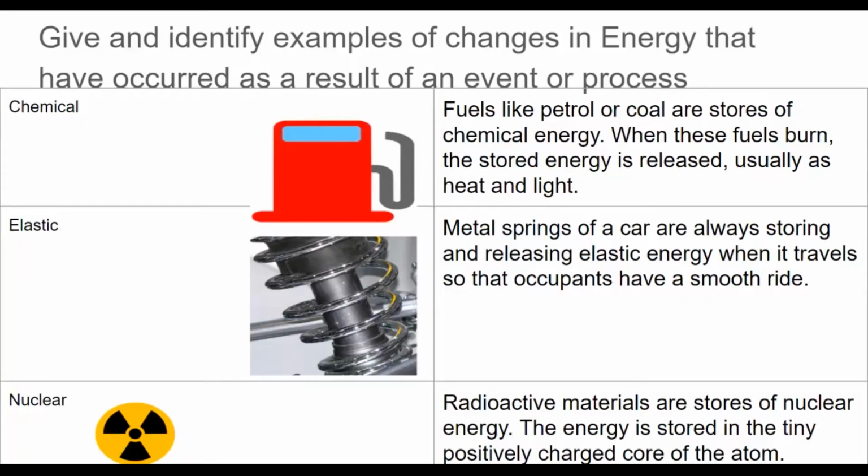Give and identify examples of changes in energy that have occurred as a result of an event or process. Chemical: fuels like petrol or coal are stores of chemical energy. When these fuels burn, the stored energy is released, usually as heat and light. Elastic: metal springs of a car are always storing and releasing elastic energy when it travels, so that occupants have a smooth ride. Nuclear: radioactive materials are stores of nuclear energy. The energy is stored in the tiny positively charged core of the atom.